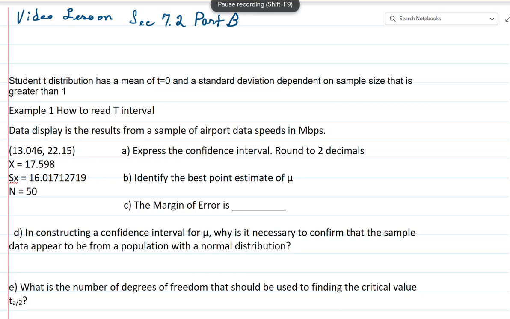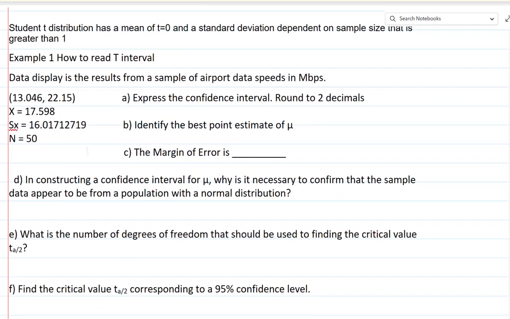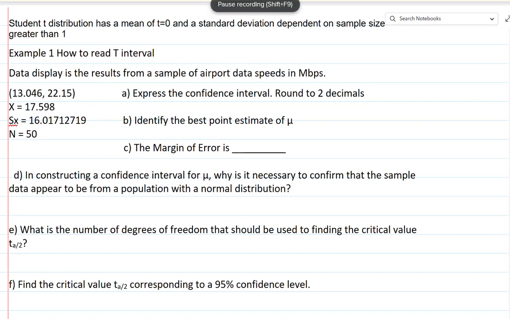Okay, we covered what information we needed to discern what process to use, and we introduced the T distribution in our discussion, but now we need to figure out how it plays within this information we're going to learn. So we're going to start first with an example of the fact that a student T distribution has a mean of T equals 0 and a standard deviation dependent on the sample size greater than 1. It has to have at least two elements.